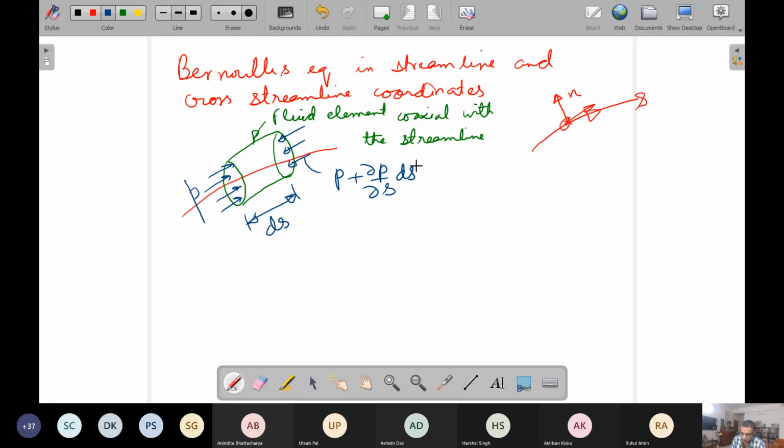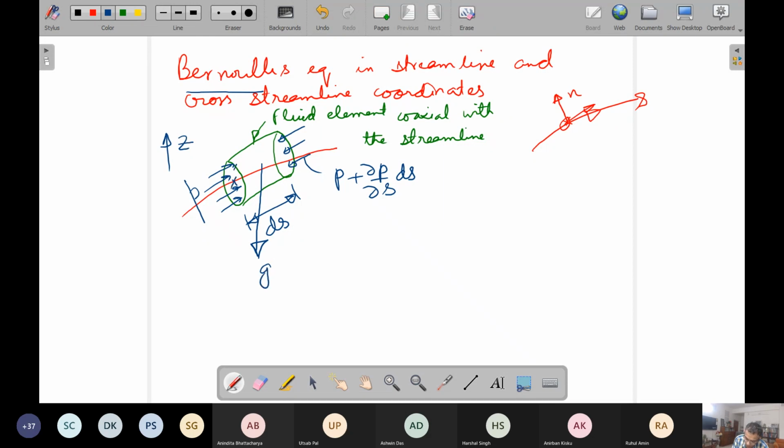Now, why I started with pressure is because this is the force which is there in the Bernoulli's paradigm, where there is no viscous effect. This is one of the very important forces. The other important force is of course the gravity force, and let us say as usual, this is the z direction and gravity is acting like this.